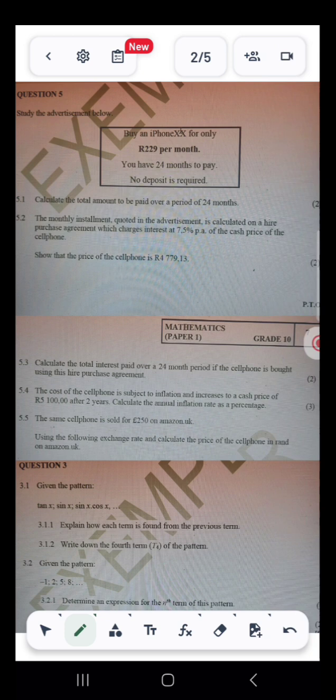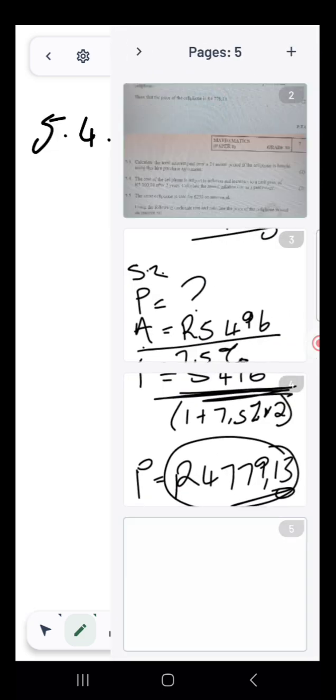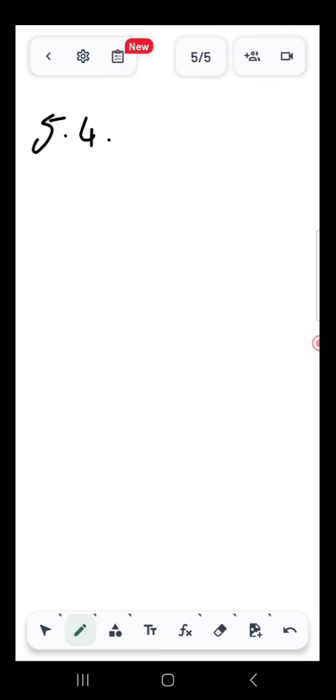So 5.4: the cost of the cell phone is subject to inflation, and it increases to a cash price of 5,100 after 2 years. Calculate the annual inflation rate as a percentage. Here they want us to calculate the small i, so we will do PAIN again. Remember I said the acronym PAIN is so that you can track your information. So here they are talking about inflation.